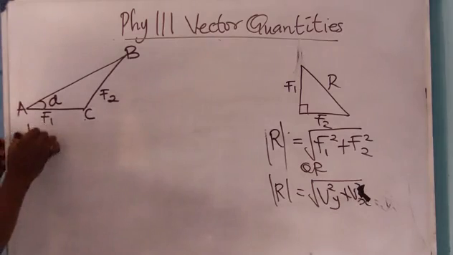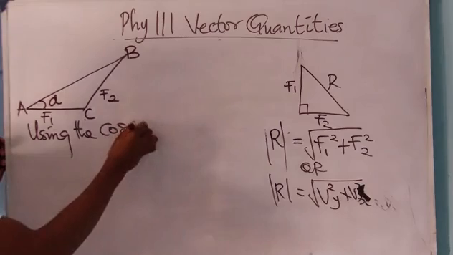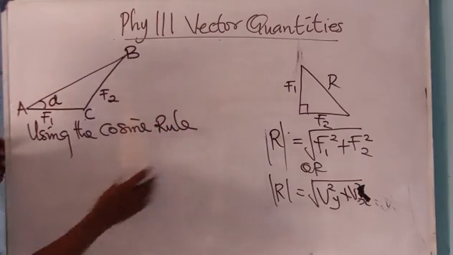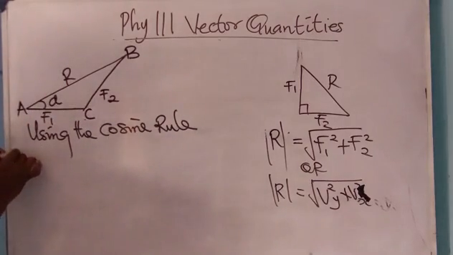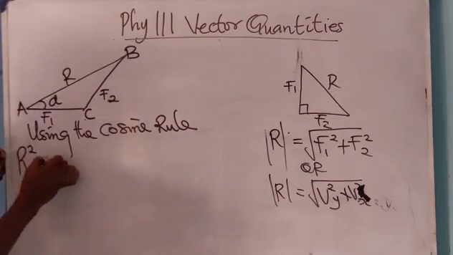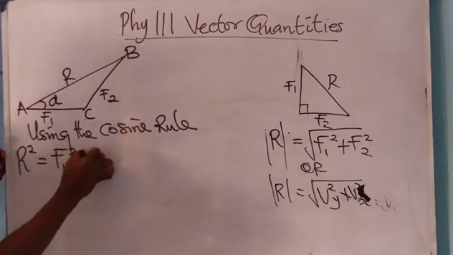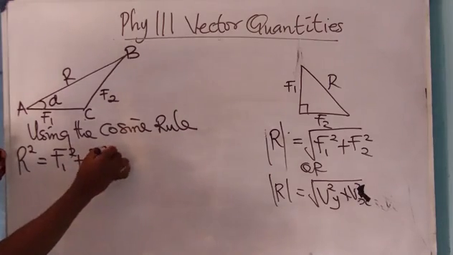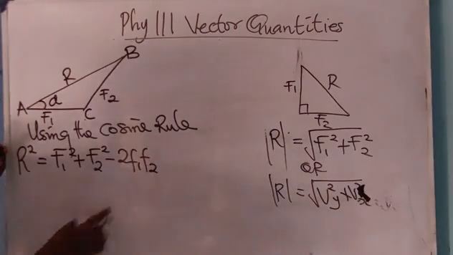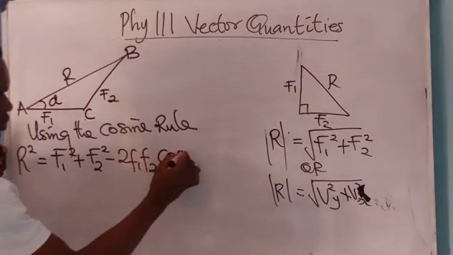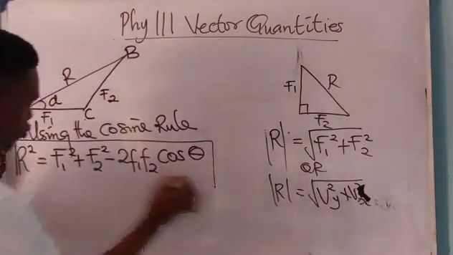Using the cosine rule, here is definitely your R, which is the resultant vector. You have R squared equals F1 squared plus F2 squared minus 2 F1 F2 cos theta. So this rule is the cosine rule.